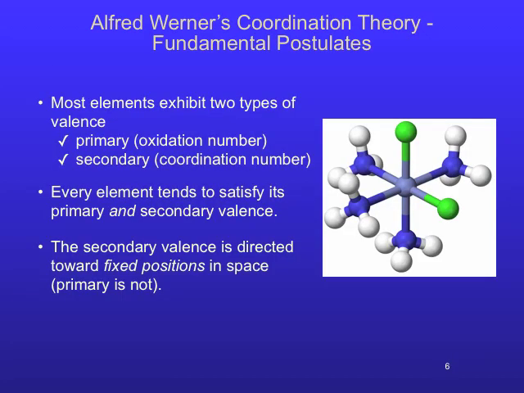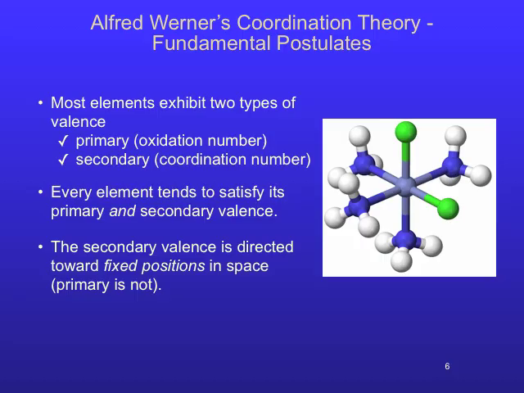Valence is the maximum number of univalent atoms, such as hydrogen or chloride, that may combine with an atom of the element under consideration. Alfred Werner, a Swiss inorganic chemist who was awarded the Nobel Prize in Chemistry in 1913, stated that most elements exhibit 2 types of valence. Primary valence is now called the oxidation number, and secondary valence is the coordination number.